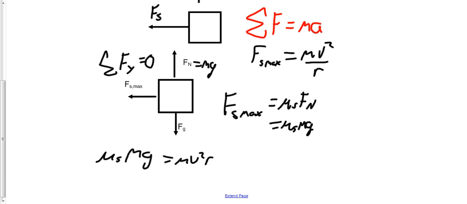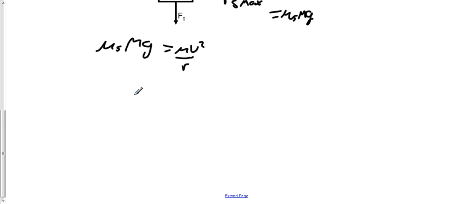Let's erase that right there, pardon me. And do a little bit of rearranging, and again, I'll leave that to you, but I end up with mu s is equal to v squared over gr. Notice something kind of neat here before we put numbers in. The mass is canceled out.